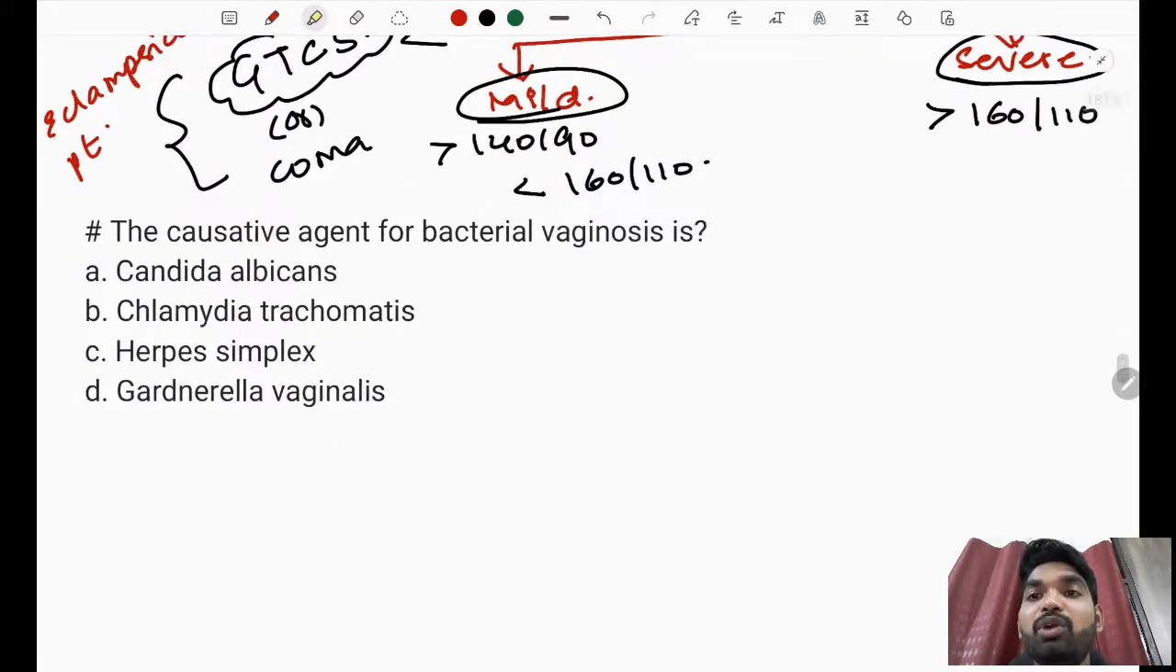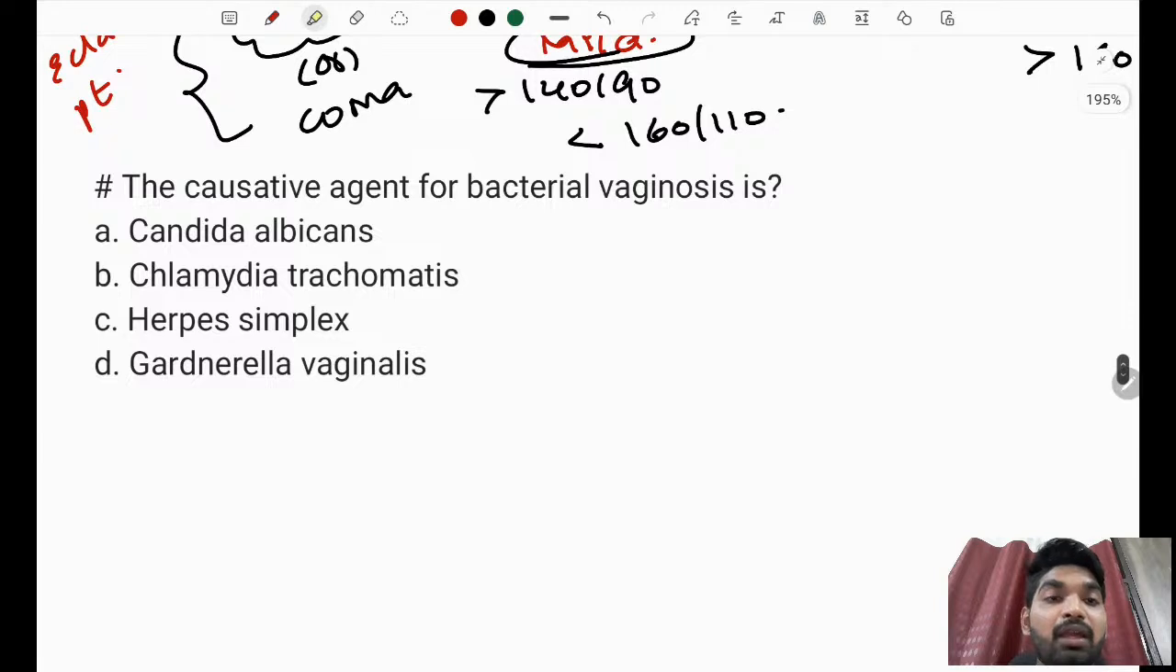Okay, now one more interesting question. Let us see how many members are going to answer for this. My dear future ESIC nursing officers, answer this. The causative agent for bacterial vaginosis is option A, Candida albicans, option B, Chlamydia trachomatis, option C, herpes simplex, option D, Gardnerella vaginalis.